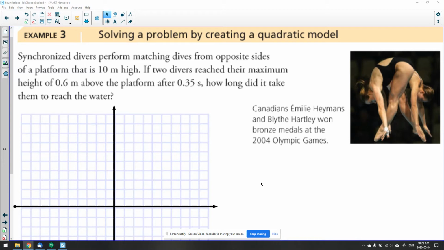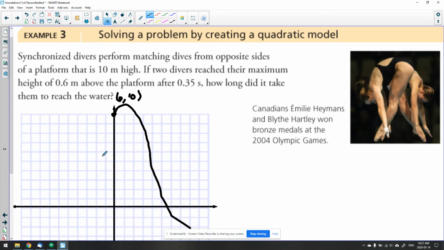So we know a few things here. We know their starting point is at (0, 10), right? So time is 0, x is going to be time, y is height. So we know that. We also know that they will jump and eventually they'll hit the water. At this point here, this is what we're ultimately looking for.